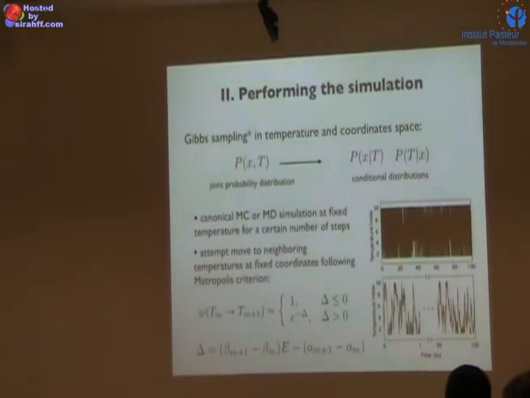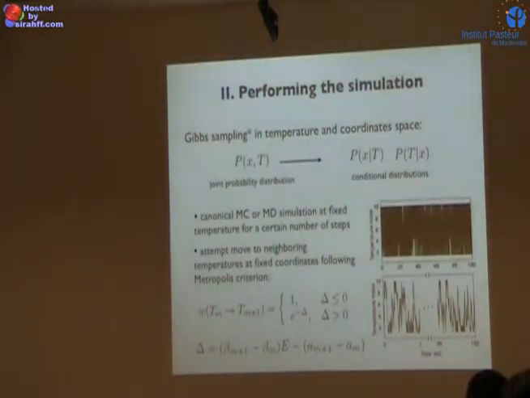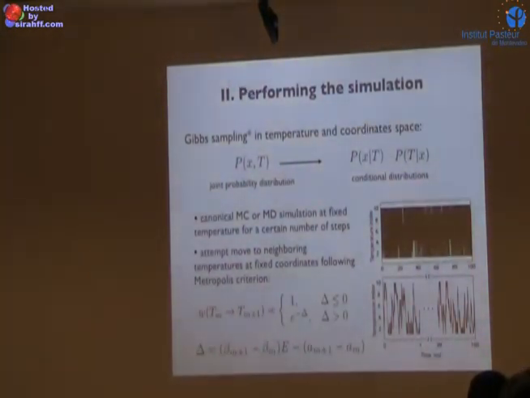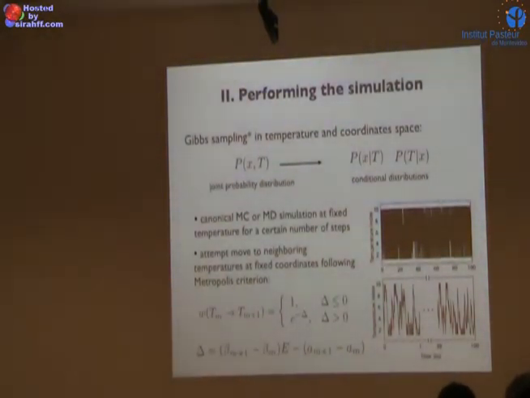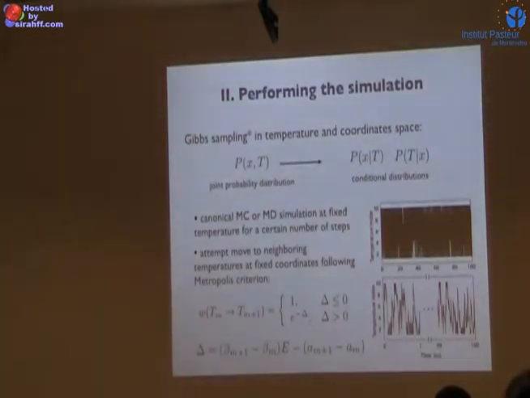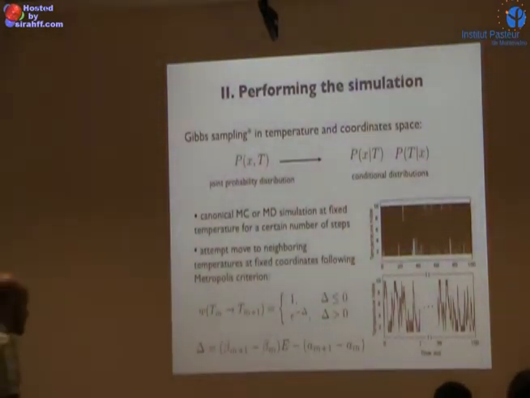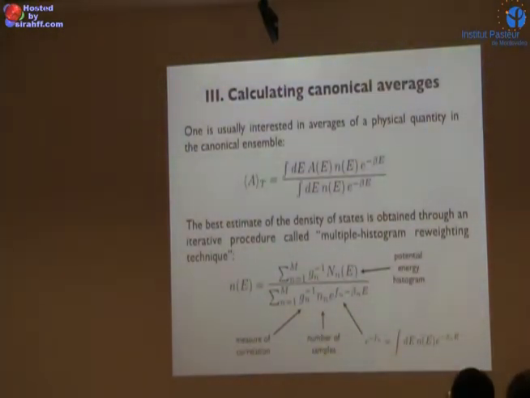Okay. So here is a simulation at constant temperature, a simulation in temperature and coordinates, and as a way to sample these two variables, instead of drawing them from a joint probability distribution, you sample in different steps. And without going into the details, this procedure with this kind of moves leads to a correct sampling of the joint probability distribution.